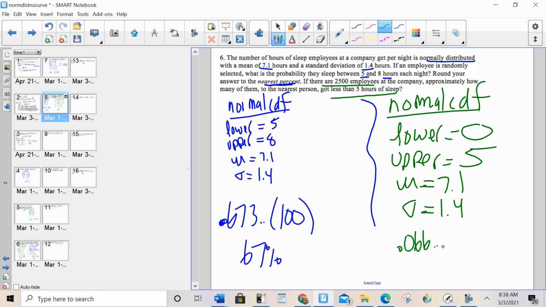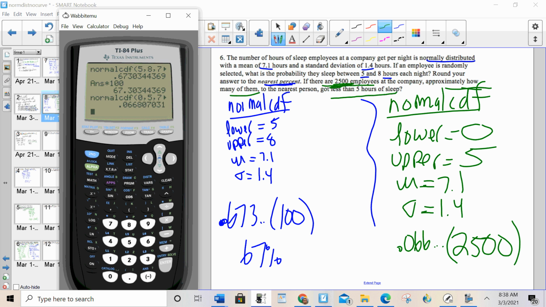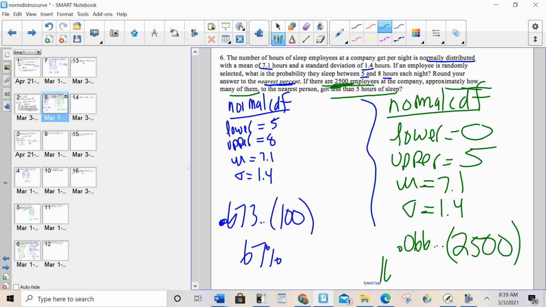So if it asks for a probability, I'm done. If it asks for a percent, I multiply by 100. If it asks for the number of data points or the quantity, I multiply by the total quantity or total number of data points. It's asking how many of them, how many people. It's asking for a quantity. It's asking for the number of data points. So I'm multiplying by the total number of data points, which is 2,500. Times 2,500. To the nearest person, 167 people.